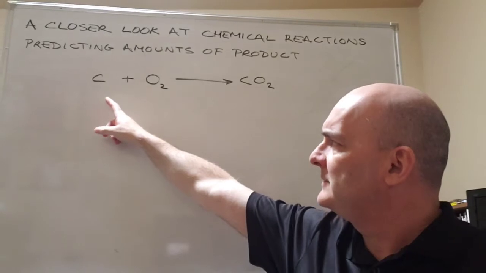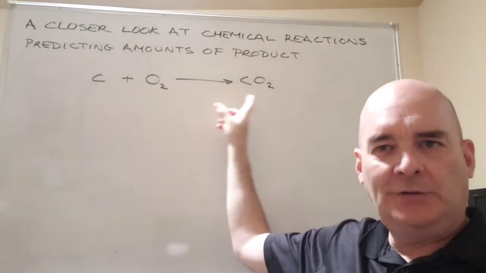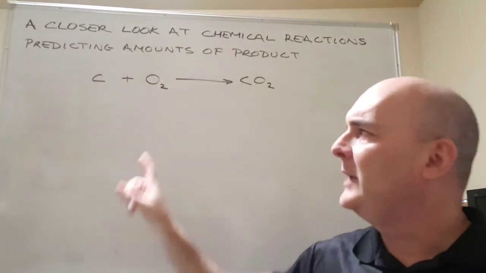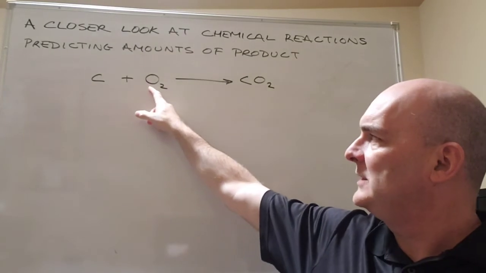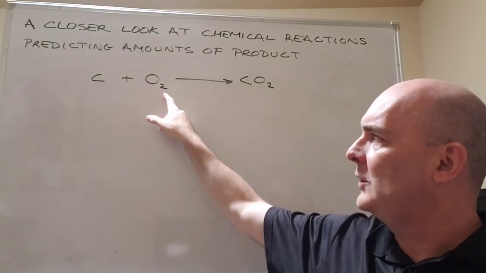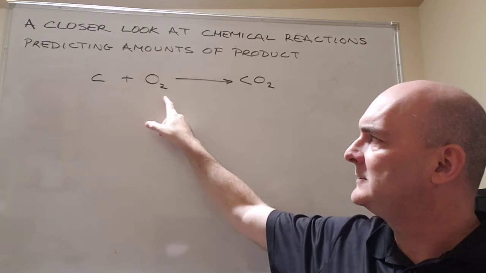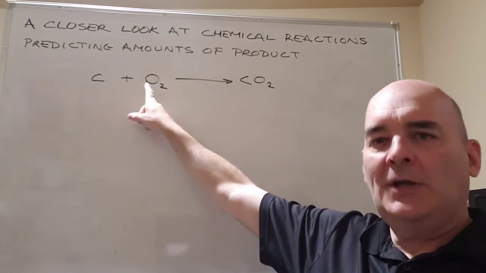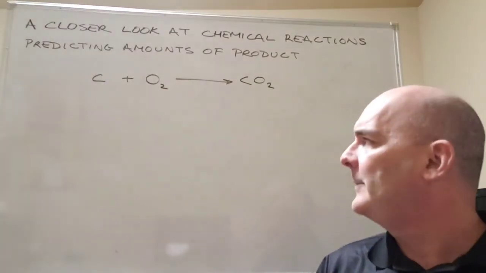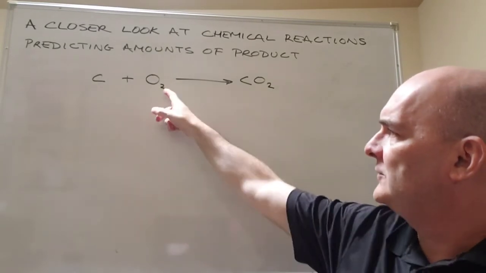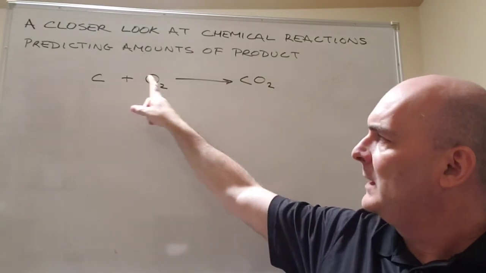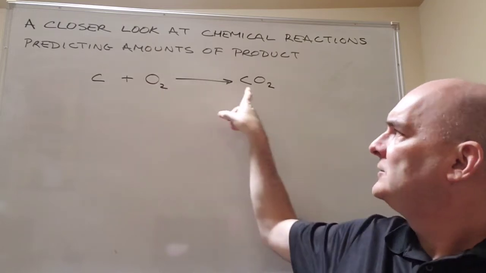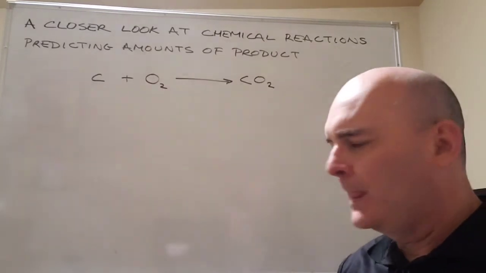When I look at this combination reaction, this is a combination that uses oxygen. Oxygen is supplied to us in the atmosphere as O2. It comes ready-made like this. This is a combustion. Combustion is a type of combination reaction that uses oxygen. I'm going to take some carbon, we're going to burn it in oxygen to make carbon dioxide.